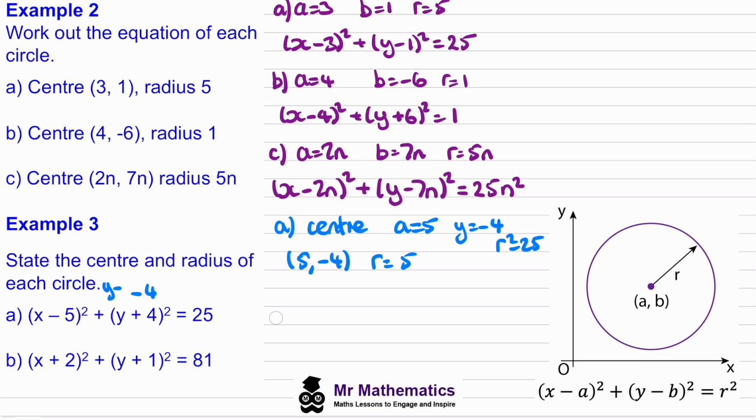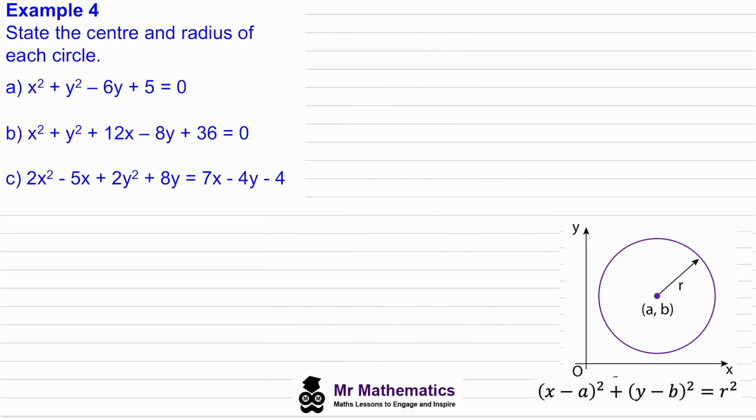Okay, so for 3b, we know that a is going to be negative 2, b will be negative 1, and r squared will be 81. So the centre will be at negative 2, negative 1, with a radius of the square root of 81, which is 9. Okay, let's move on to example 4.